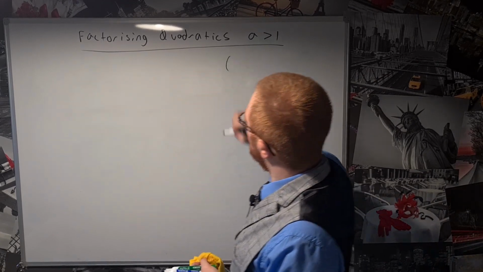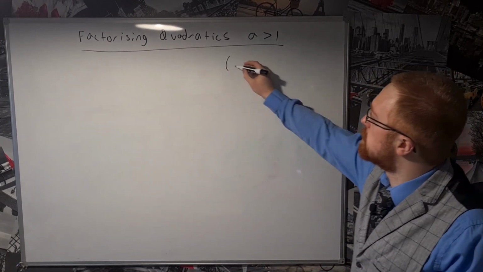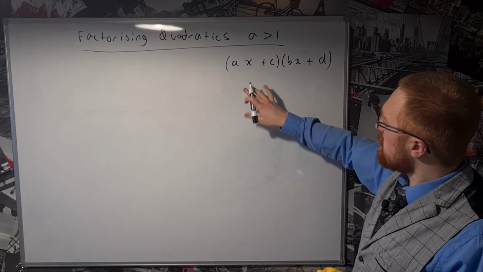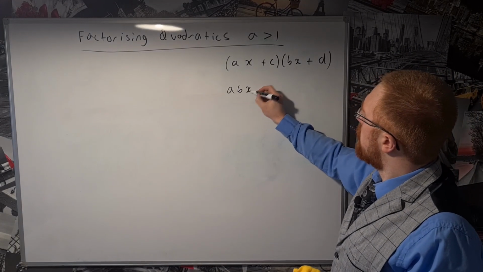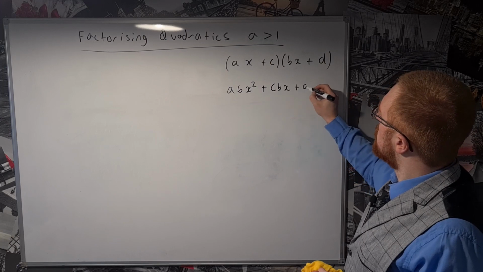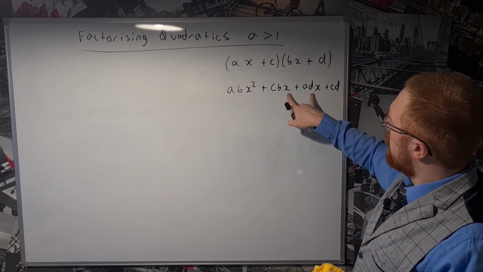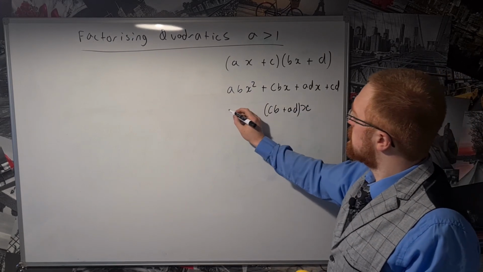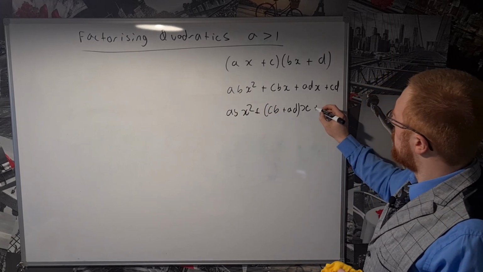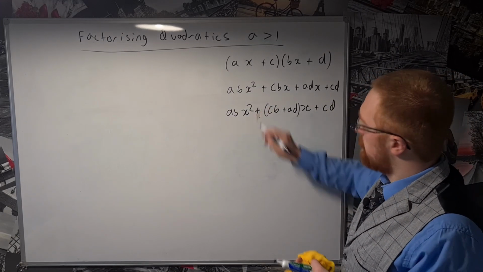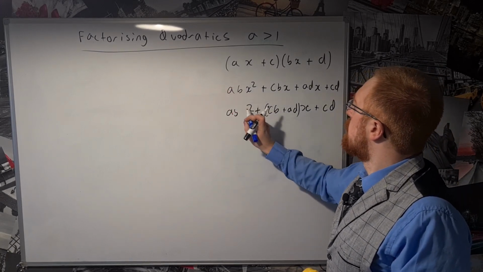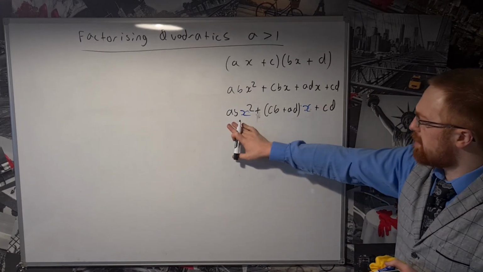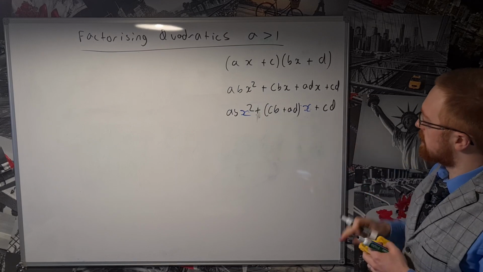So what we'll do is we'll produce ourselves a quadratic completely generally. So ax plus c and bx plus d. If we expand that out, we get abx squared plus cbx plus adx plus cd. If we factorise this to get x on its own, cb plus ad x, abx squared and cd. So we've got abx squared, (cb plus ad)x, and then cd.